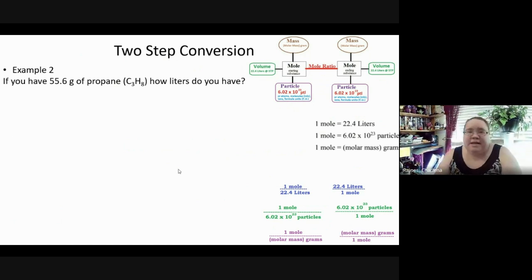All right, example number 2. I've got 55.6 grams of propane. How many liters do we have? Since we see that we have grams in the prompt, we know that we're going to be using this third conversion, which means that, yes, we're going to have to find molar mass. Additionally, we can see that the prompt asks us to find liters, so we know we're going to use this equality.